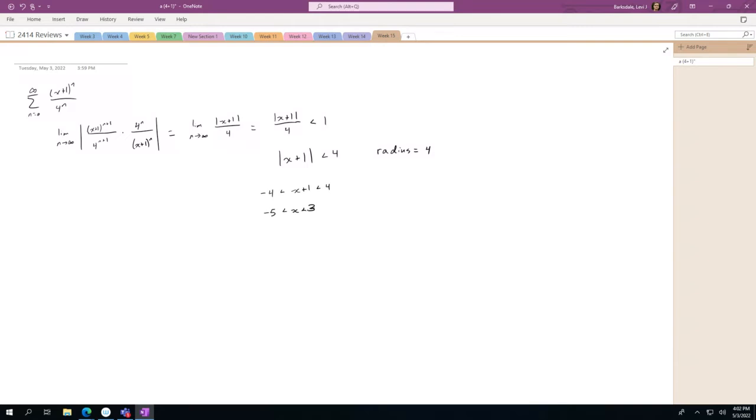Now, in order to make sure that everything is fine, I need to check my endpoints as well. If I plug in negative 5 for x, then I get the sum of negative 5 plus 1, which is negative 4, to the n over 4 to the n, which is just the sum of negative 1 to the n, which of course diverges. So negative 5 is not included in my interval of convergence. Similarly, if I plug in 3, I have 4 to the n over 4 to the n, which is the sum of 1. The limit of 1 isn't 0, so this will diverge as well. So I can write my interval as negative 5 to 3, not including the endpoints.